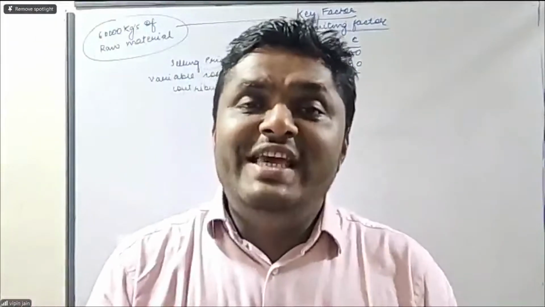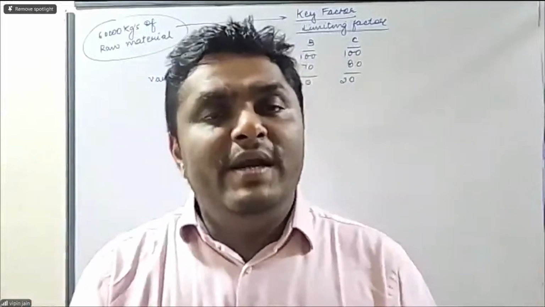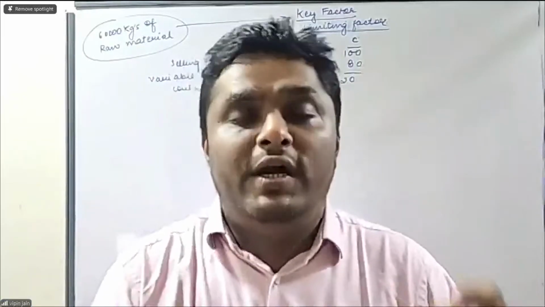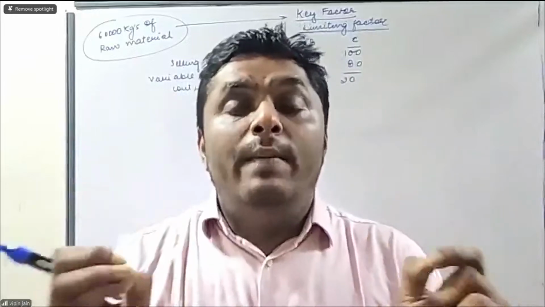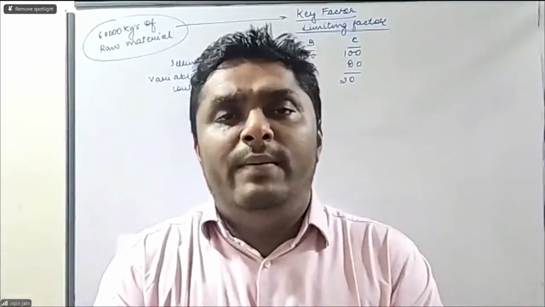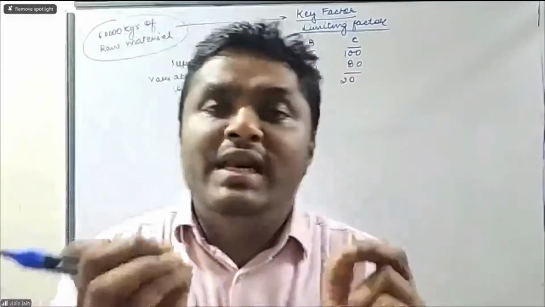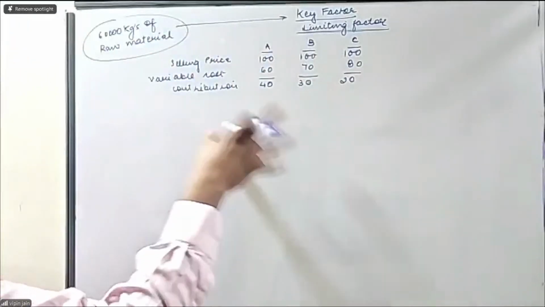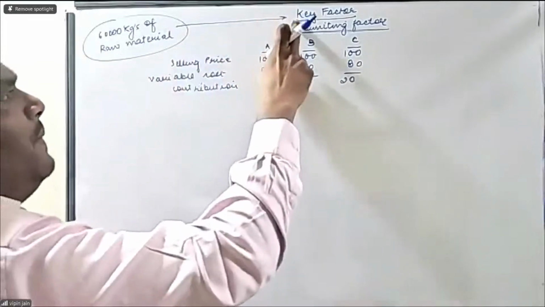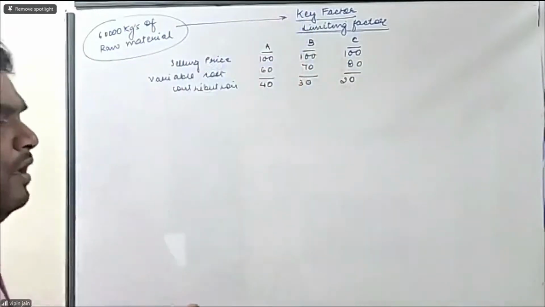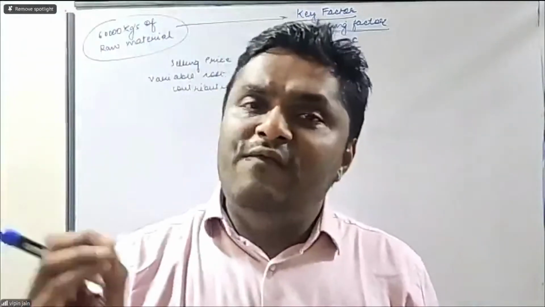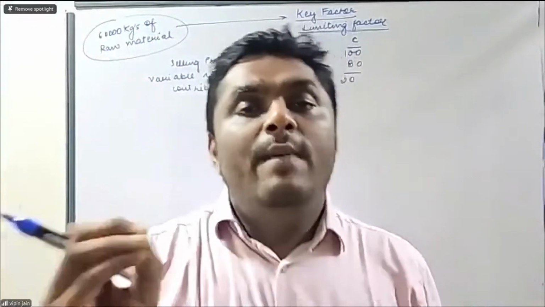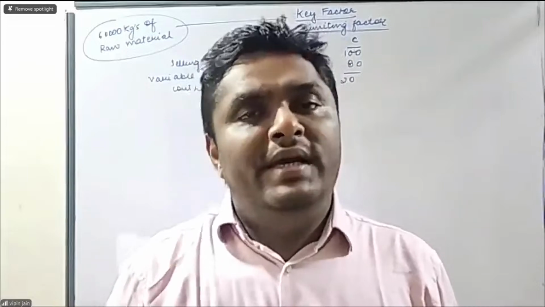So what is a key factor, or limiting factor? Very simple, guys. That resource, either it may be machine hours, labor hours, or raw material, whatever it is, the resource which is available to us in very limited quantity, that resource is known as limiting factor or key factor. So here in this case, this raw material is my key factor or limiting factor, because here my requirement is of 1 lakh kgs, but availability is of only 60,000 kgs. So here my raw material is my key factor or limiting factor.